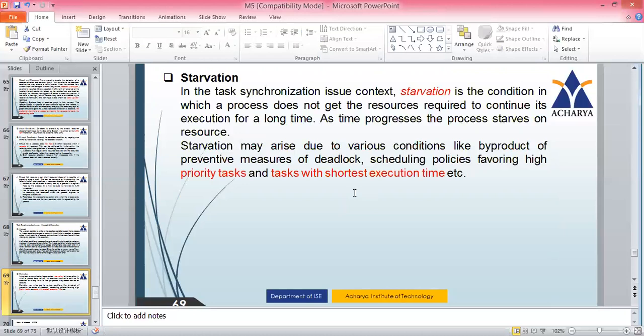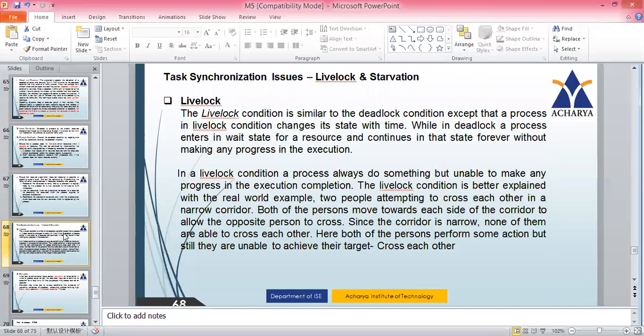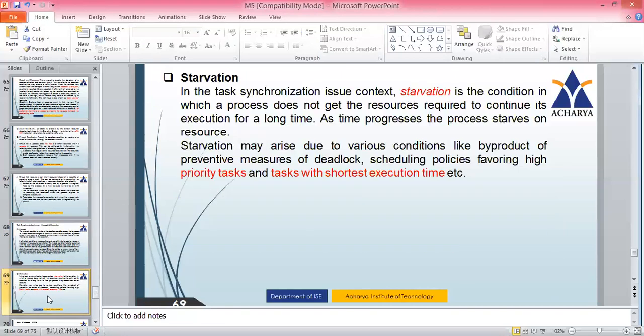And the tasks with shortest execution time. Many a time even the operating system will ignore it because it is a short job. Let us keep it at the end, and it may be totally made to starve for the resources. So these are the conditions wherein starvation may occur. So these are other task synchronization issues. Livelock and starvation, these two are also other types of task synchronization issues.